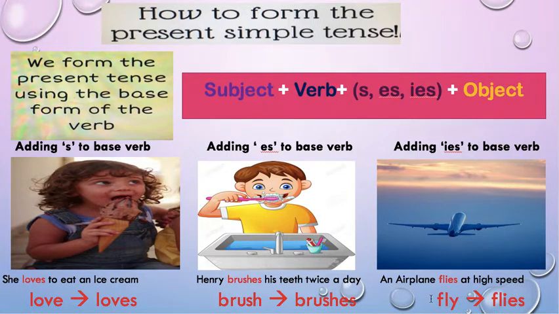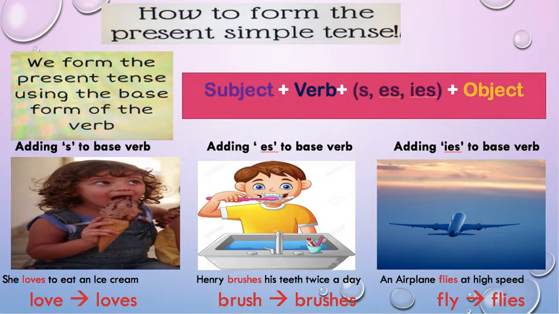Fly. And what we are doing? We are dropping y and we are adding ies to it. I will explain this to you in the next slide. Okay, so what we are doing? We are adding ies to it. So fly will become flies.